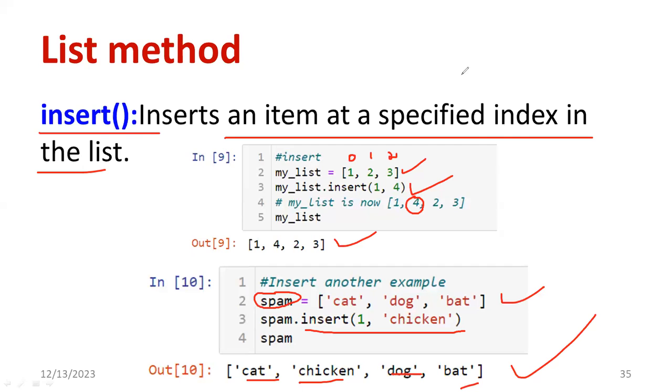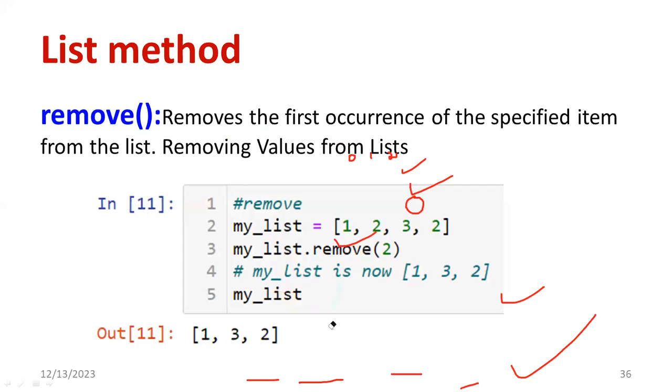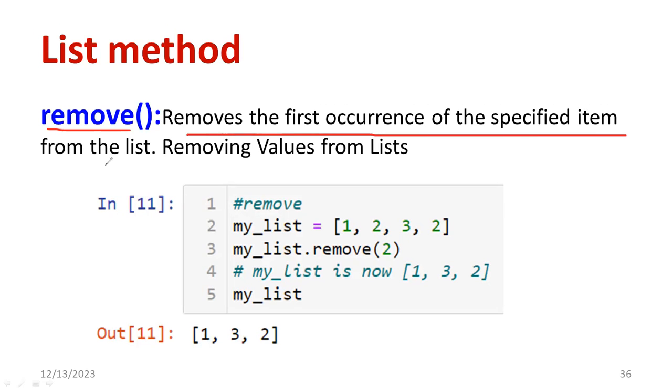Let me continue the discussion. Now we need to learn about a new type of method that is called remove. How does the remove method operate? It removes the first occurrence of the specified item from the list, removing the value from the list. That is actually possible using remove.